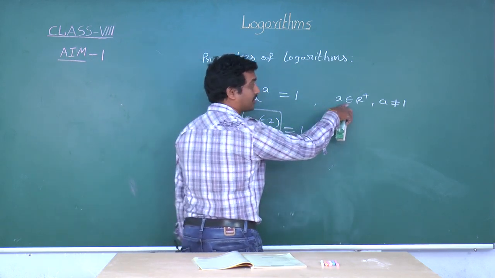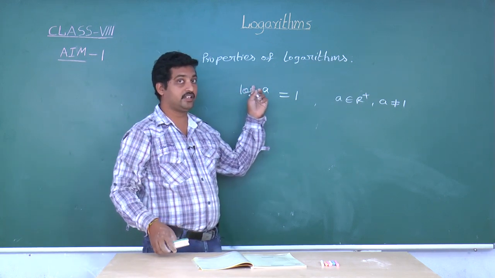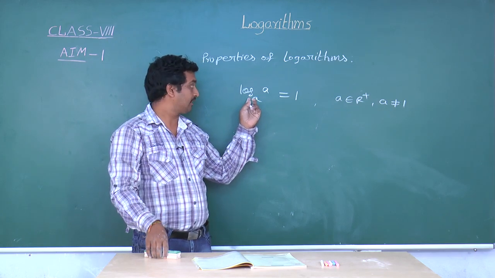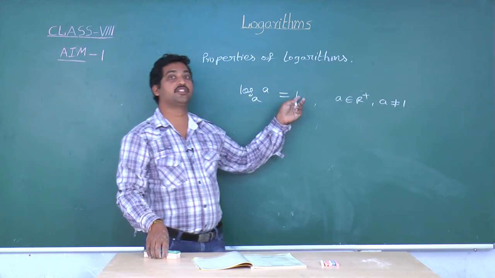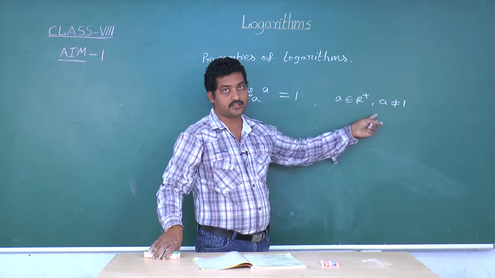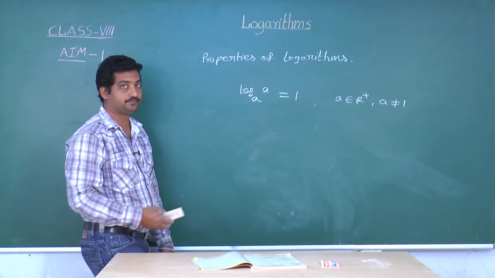So these conditions are very important while writing the property. Therefore, the logarithm of any number with the same number as the base is equal to 1, if you restrict that number to belong to R plus and that number is not equal to 1. This is the fourth property.